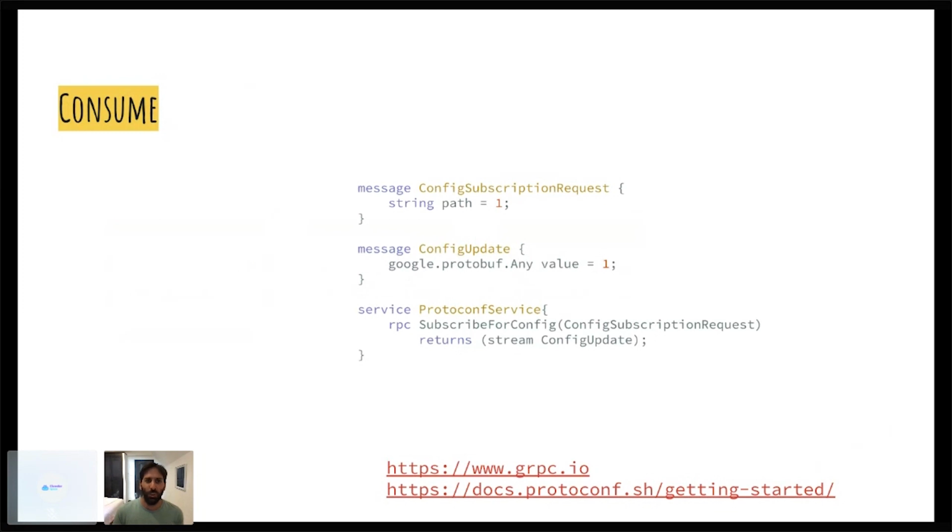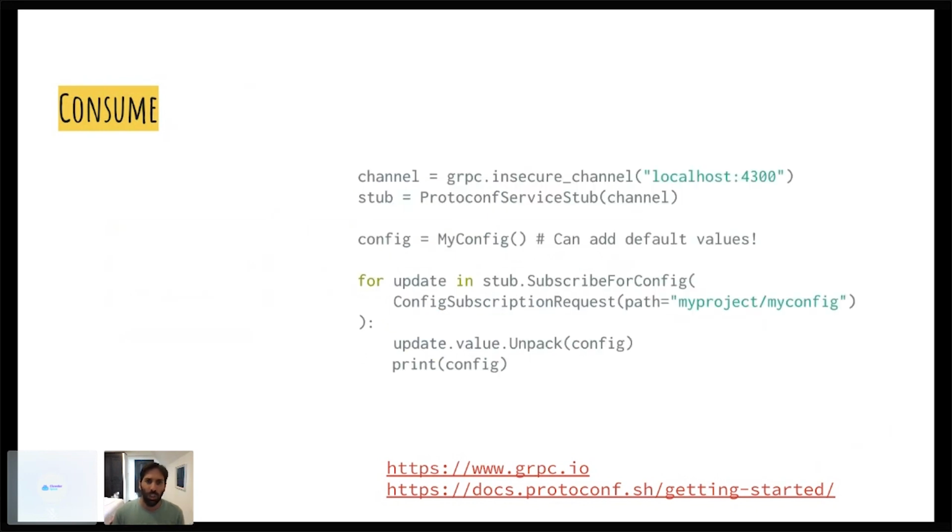This is all you need in order to consume a Protoconf config. You just compile this service to your language, and you can use it from your code. Just connect to the Protoconf agent, which runs either on your local machine or as a sidecar to your container, whatever you choose.